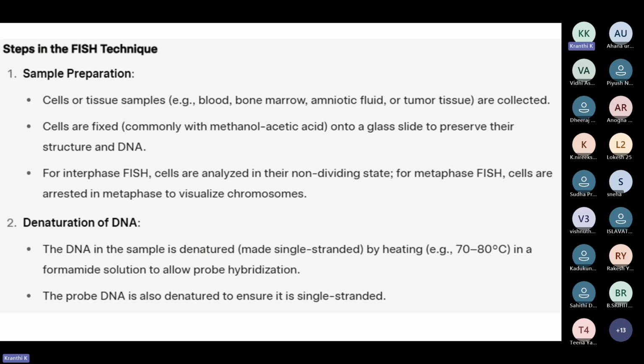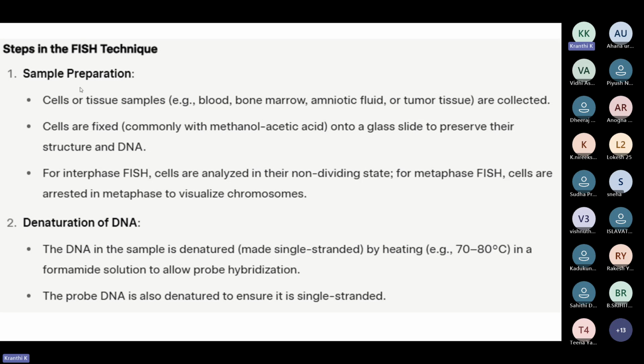Then later you have to denature the sample. Why denaturation? Because if it is double-stranded DNA, the probes won't bind to the DNA, right? So what we do is heat it, or else you can use some solutions like formamide. Using formamide or heating, what happens here? You are adding the probes, right? If you are adding double-stranded probes also, these probes will get denatured into single strands, and the DNA also will be denatured into single strands.